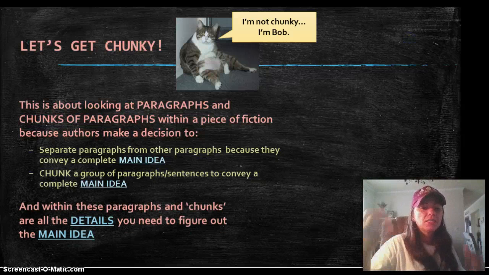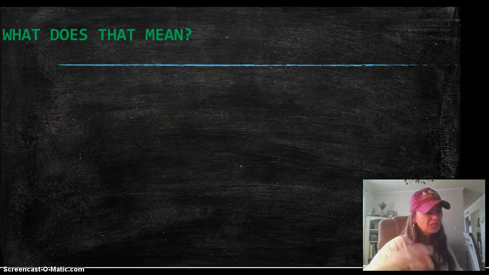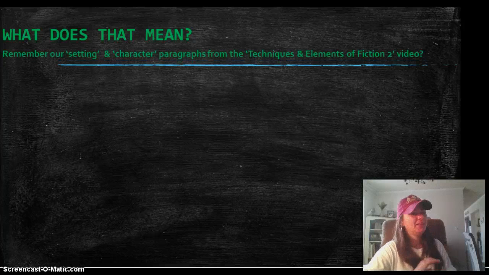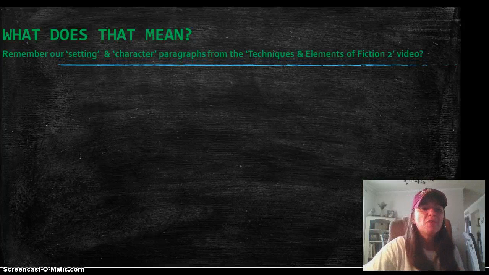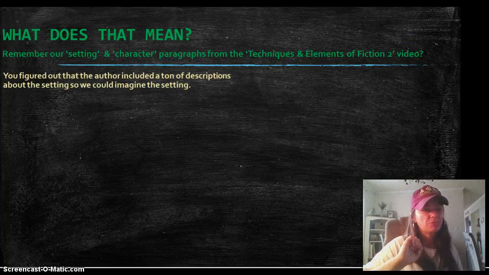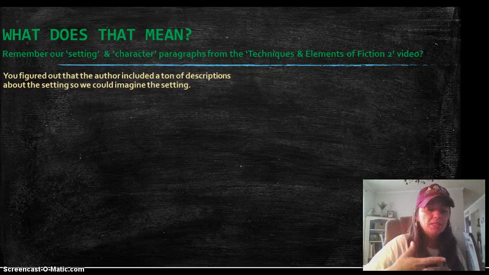And again, that's a decision that the author makes, because within these paragraphs and chunks are all the details you need to figure out the main idea. So what does that even mean? I know it's a lot, so let's keep going and see if we can figure this out. Remember our setting and character paragraphs from the Techniques and Elements of Fiction 2 video? If not, you should review that. Well, we saw a paragraph within a passage that basically went like this.